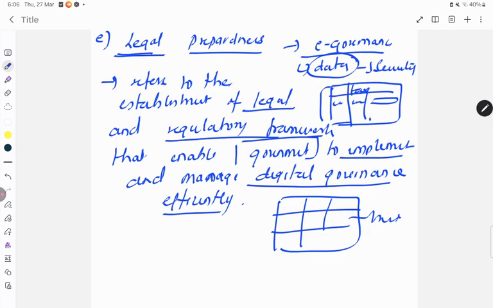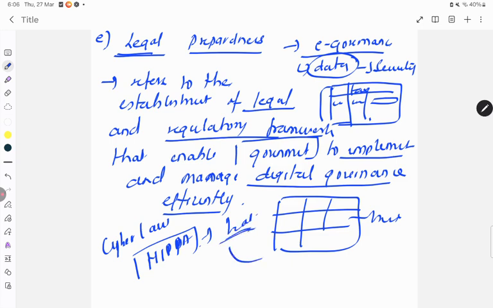So there are various laws there. For example, one of the simple laws is cyber law. Second, the health related law is HIPAA. What it does is, any health related data that is there, they ensure that this health related data is not shared among all the citizens. It is very much private. Cyber law, yes. So all these are legal preparedness.